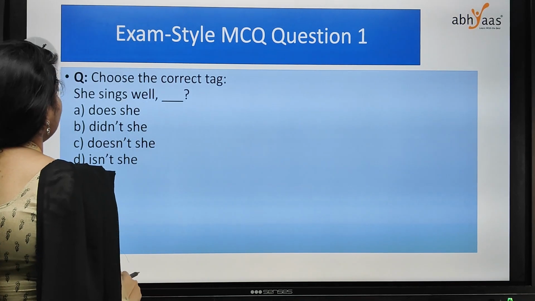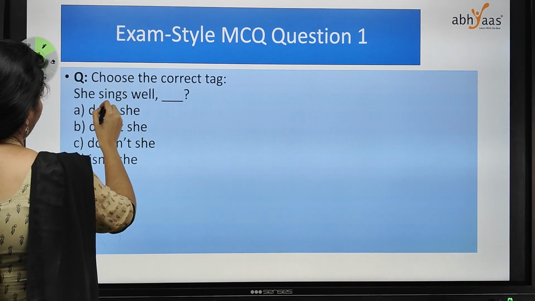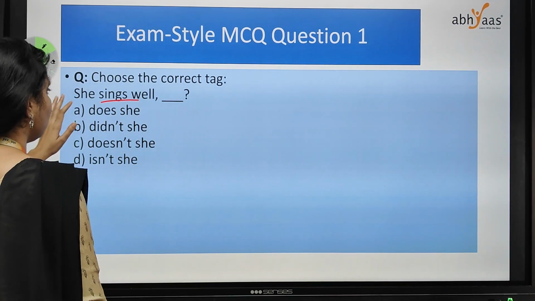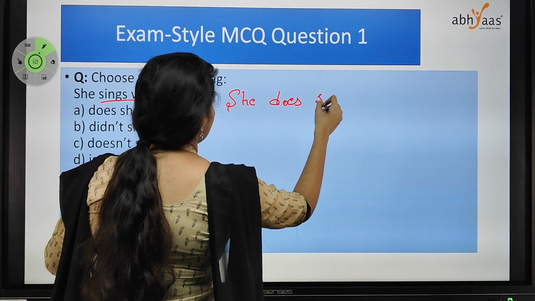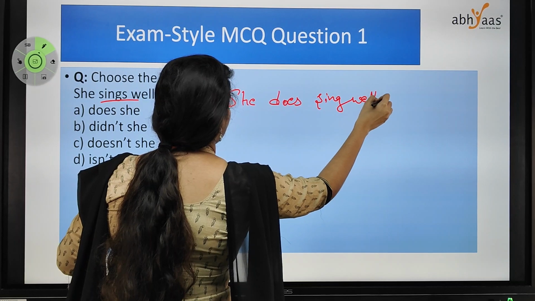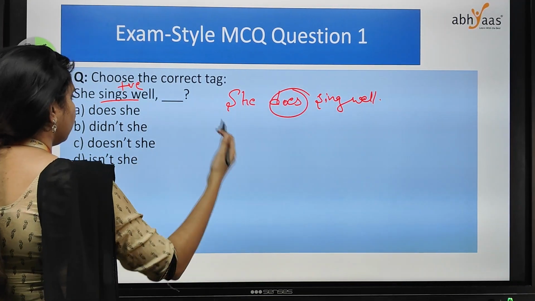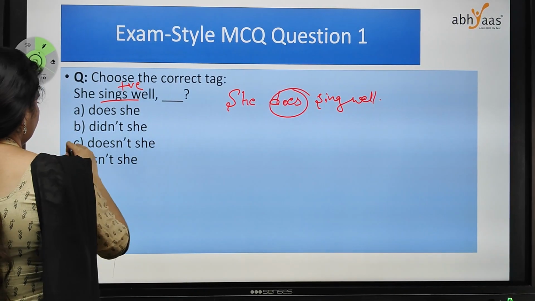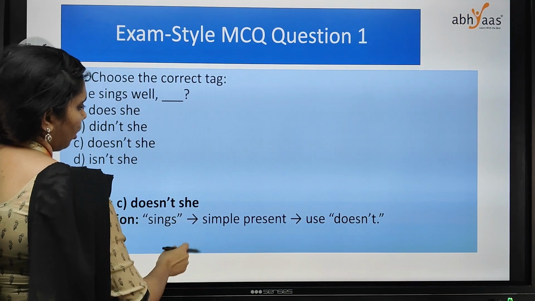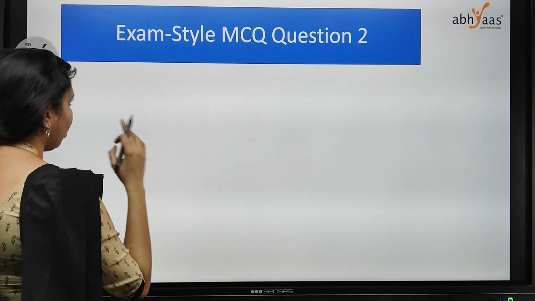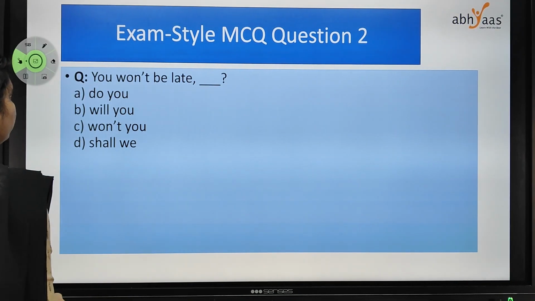Let's see some MCQs now. She sings well. Here again you can see that there is no auxiliary verb mentioned. So she sings well is actually equal to she does sing well. So what is the hidden verb that we have here? Does. So doesn't she, because this is in a positive tone, the question tag should be in a negative tone, which is C. She sings well, doesn't she. You just have to observe the tense. If it is present tense, it goes with do or does. If it is past tense, it goes with did.